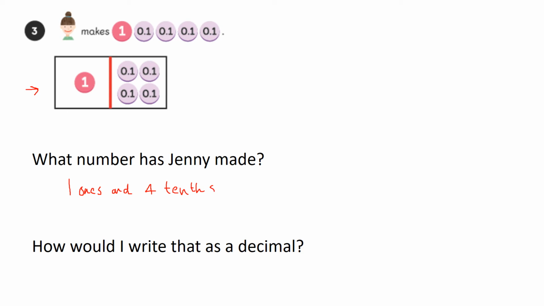Think about the previous number sentence that we saw on the last slide. Any ideas? Well, we're going to have to put that 1 whole and add it to our 4 tenths. But altogether, that final number is going to be, any ideas? Lovely, it's going to be 1.4 altogether.